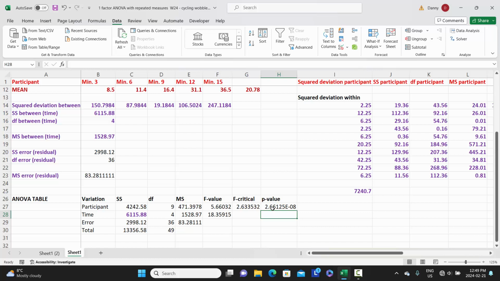So it's 2.66 with a decimal place moved 8 times to the left. So we see that the risk of committing a type 1 error, in that we reject the null hypothesis when it should be accepted, that risk is very, very small compared to the risk of 0.05, which was our initial standard. So this ends this video on constructing an ANOVA table from our calculations.